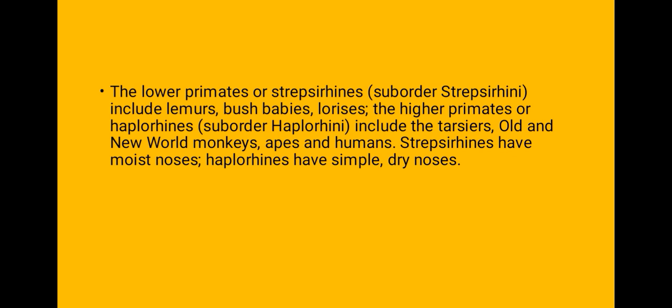Strepsirrhines have longer snouts, smaller brains, and a more highly developed sense of smell than haplorhines. Haplorhines have shorter faces, larger brains, and a more highly developed sense of vision than strepsirrhines. Their eyes face more forward than the eyes of strepsirrhines.